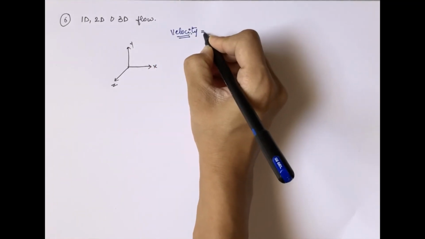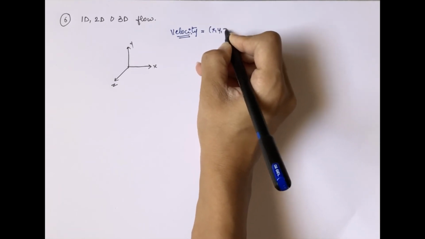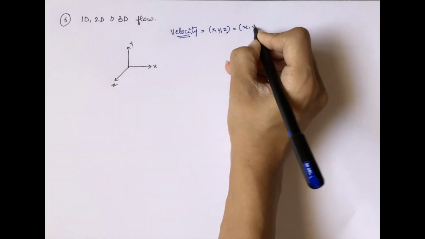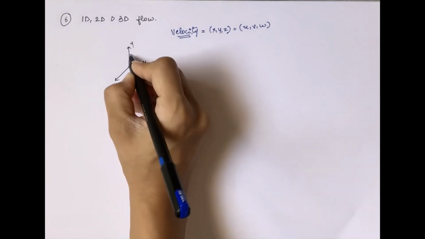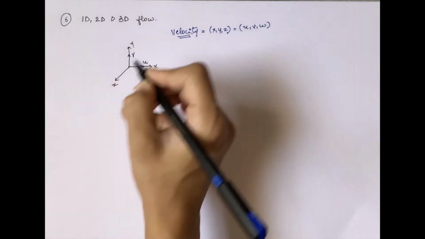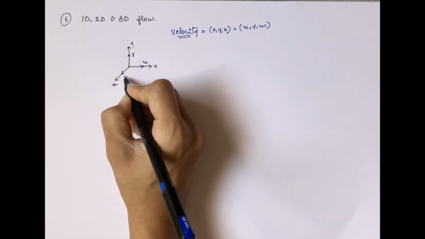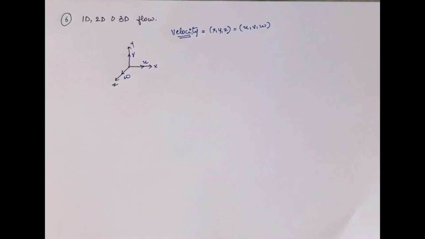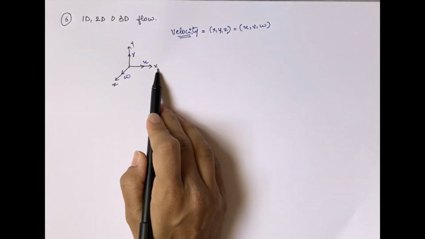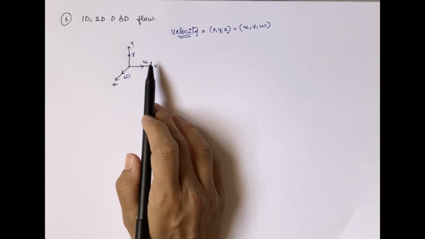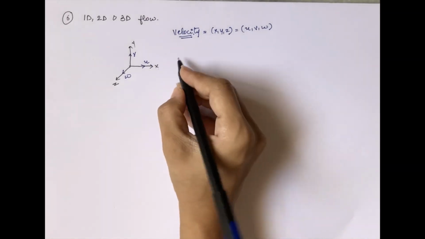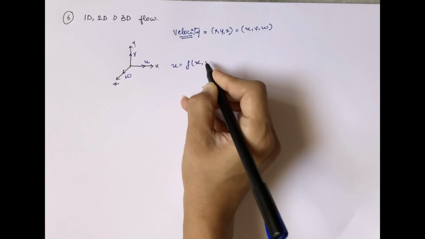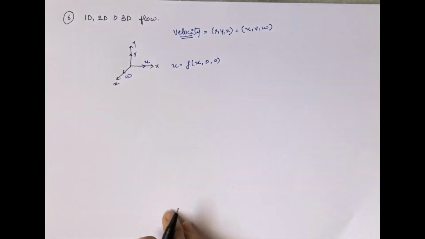Now the components of the velocity in x, y and z directions are u, v and w. So the component of velocity in x direction is u, in y direction is v, and in z direction is w. Okay. So now if the flow is taking place only in x direction, the component of the velocity u will be a function of x only. So here u is a function of x only, while the other two directions are 0.